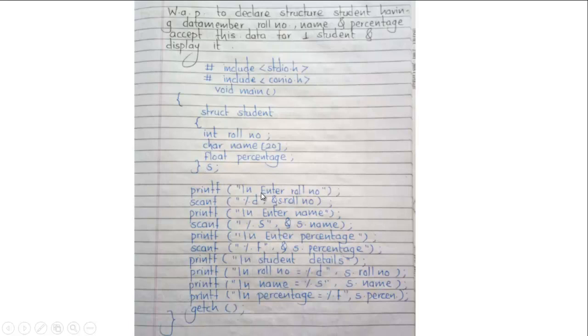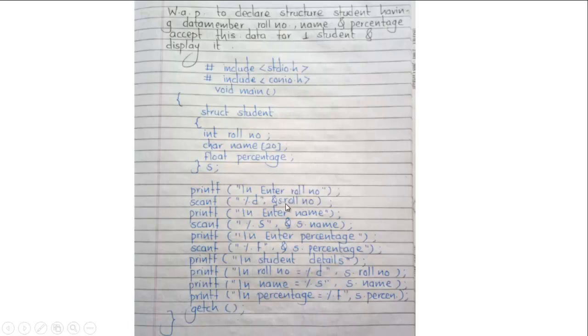Then first you have to read the data. Like in an array, where we read some elements and then display the same, first we will read the values for these data members: roll number, name and percentage. First enter roll number, scanf %d, because roll number is an integer, double quote complete, comma, ampersand s dot roll number.